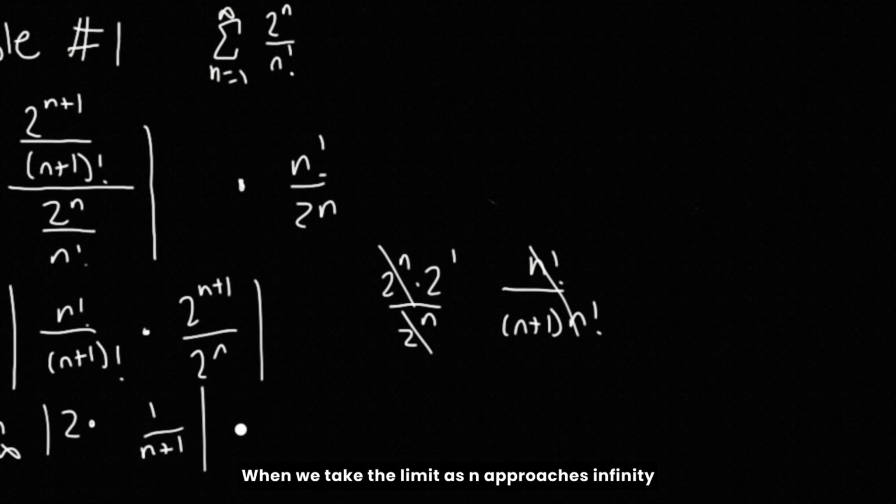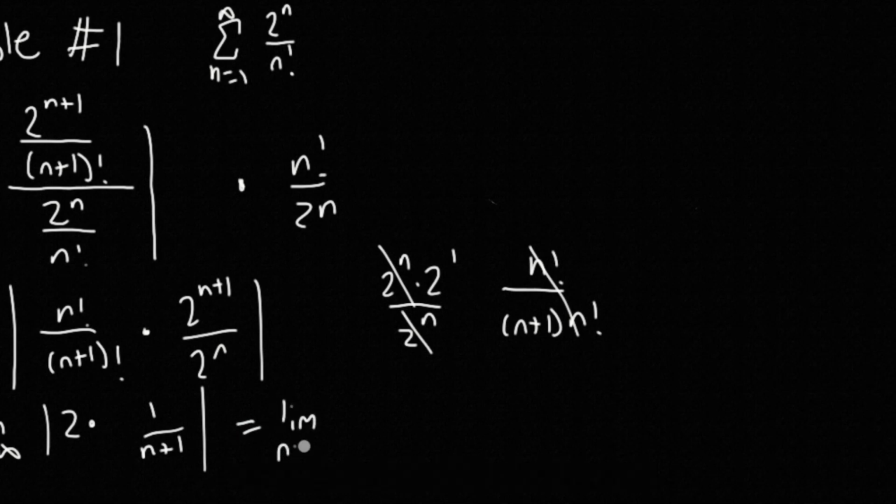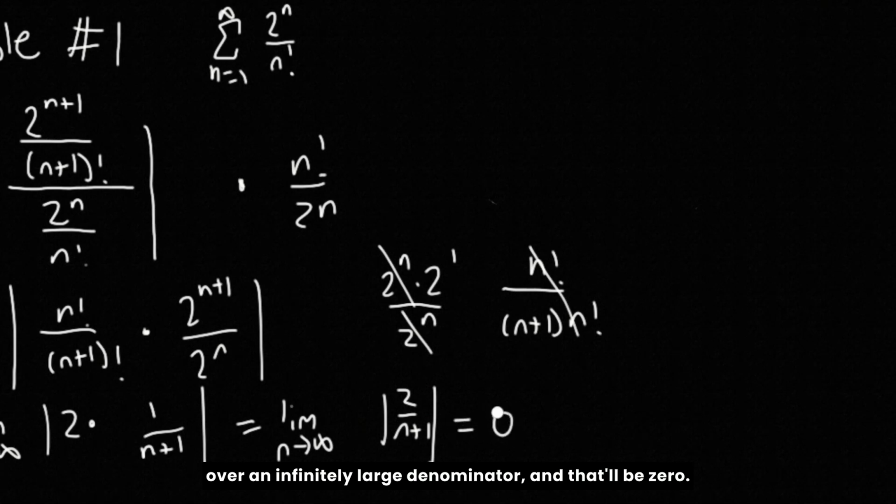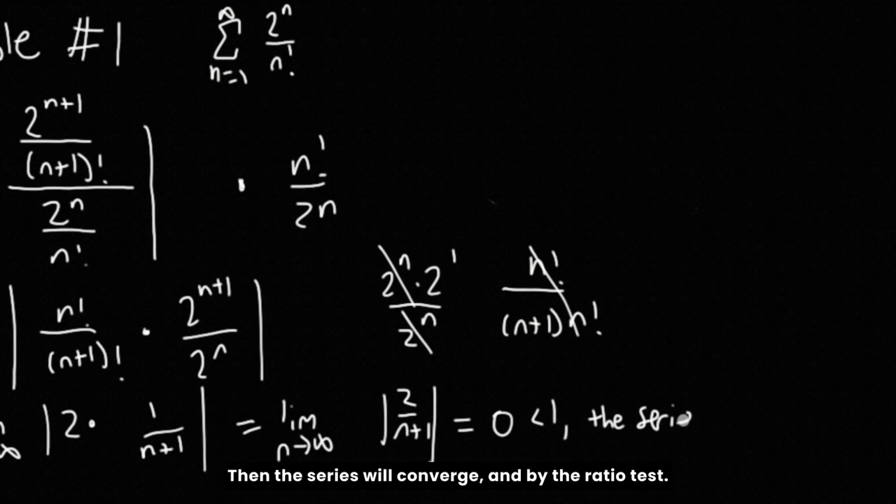When we take the limit as n approaches infinity of 2 over n plus 1, we can immediately replace n with infinity, and you'll get 2 over an infinitely large denominator, and that'll be 0. Since 0 is less than 1, the series will converge by the ratio test.